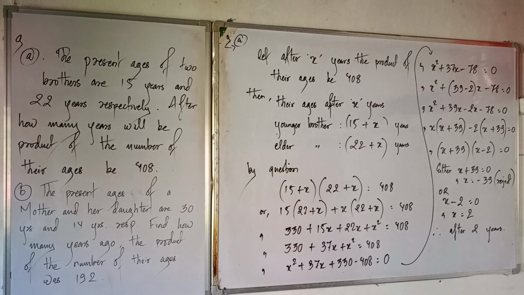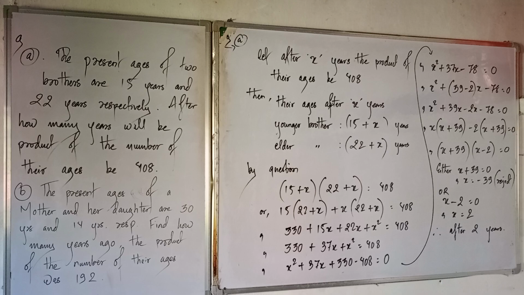After 2 years, the product of their ages will be 408. Now, if you have finished this, let's move on to number 9b.